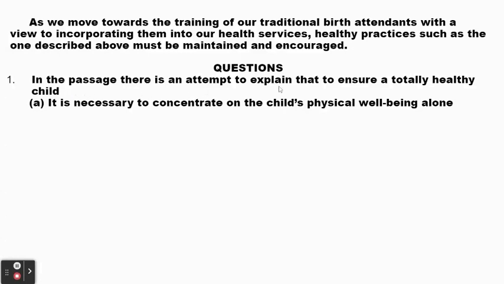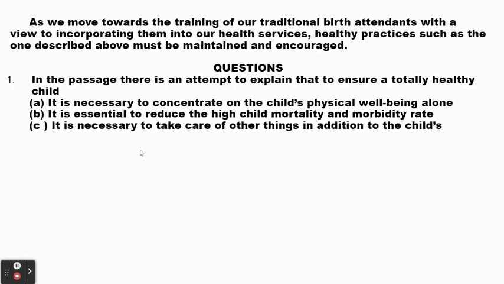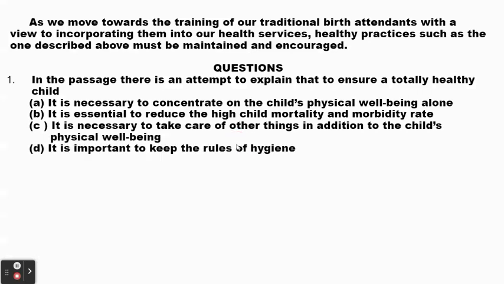In the passage, there is an attempt to explain that to ensure a totally healthy child, A, it is necessary to concentrate on the child's physical well-being alone. B, it is essential to reduce the high child mortality and morbidity rate. C, it is necessary to take care of other things in addition to the child's physical well-being. D, it is important to keep the rules of hygiene.